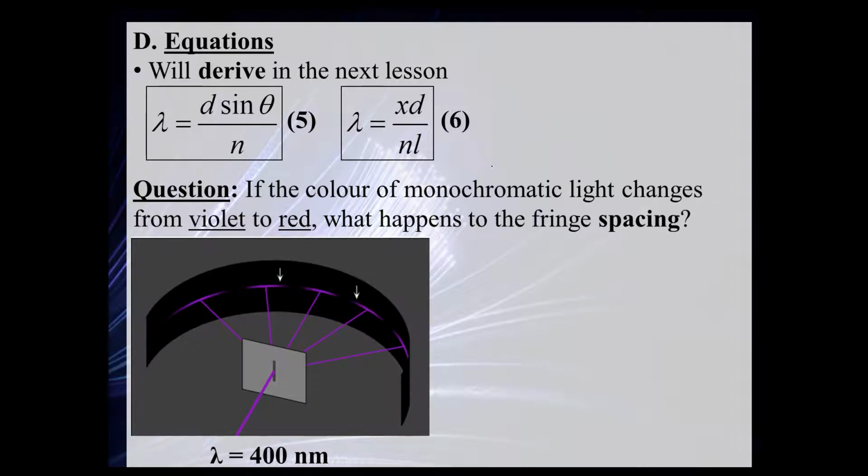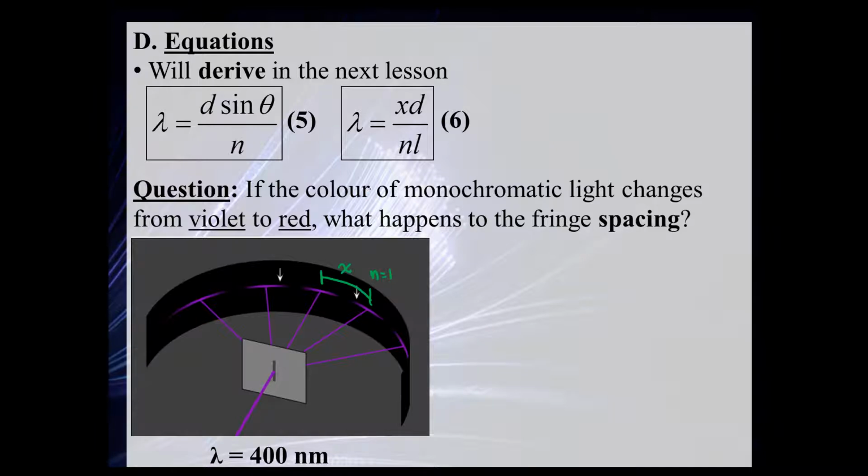Violet light has a wavelength of around 400 nanometers. Let's say on this experiment, I measured the distance from the central maximum. So I'm projecting onto a curved screen. Distance from the central maximum to the first bright spot, so that would be x, which would have an n value equal to 1.